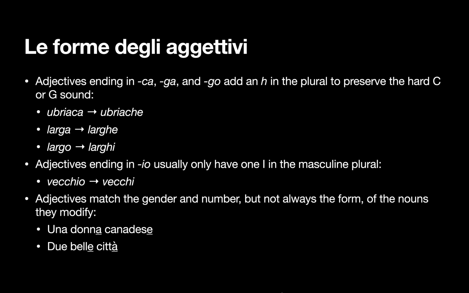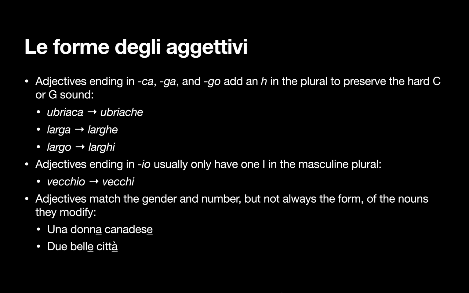In general, when an adjective ends in io, it will only have one I in the masculine plural. So vecchio becomes vecchi. There are a couple of exceptions to this, and it's usually pretty obvious what they are because usually the word stress is different, so a different syllable is emphasized, and we'll talk about that later. But usually when you have an adjective that ends in io, it'll only have one I. So vecchi, grigi, etc. It's important to note that adjectives match the gender and number, but not always the form of the nouns they modify.